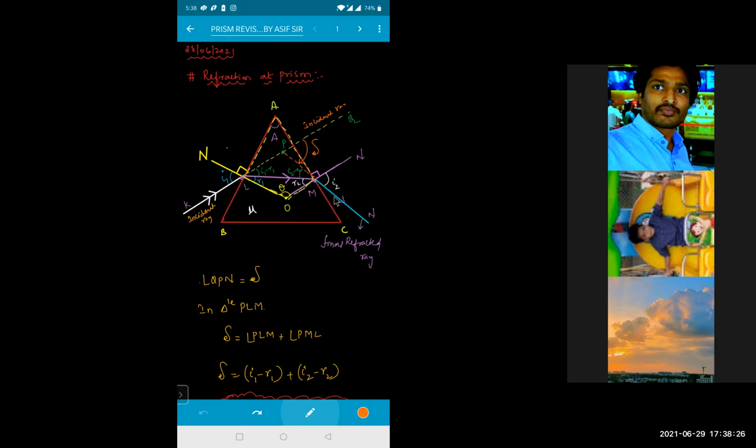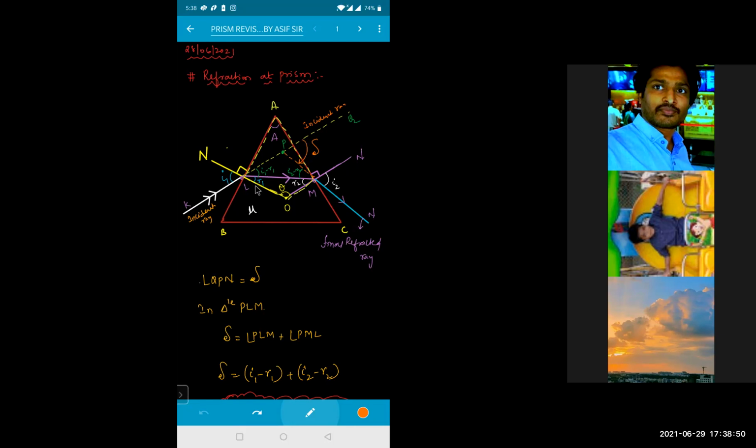Now the total ray of light through the refraction will be K to L, L to M, and M to N. And this is the final refracted ray. M to N is the final refracted ray. If I extend this refracted ray in the backward direction, it meets somewhere at a point P on the line of K, L, and Q. The angle made by the incident ray with the refracted ray is known as the deviation.